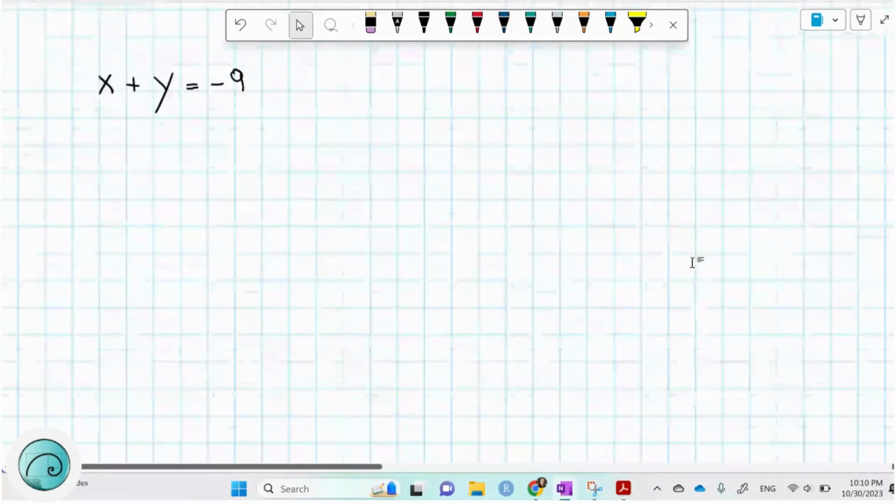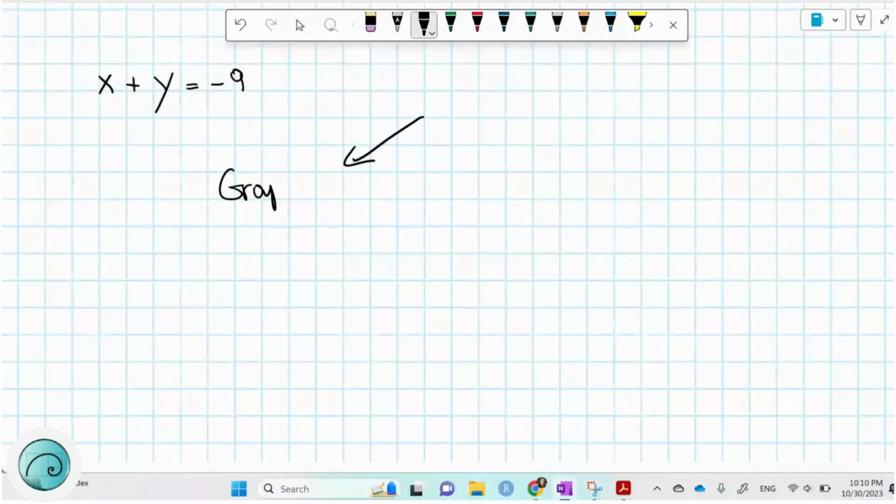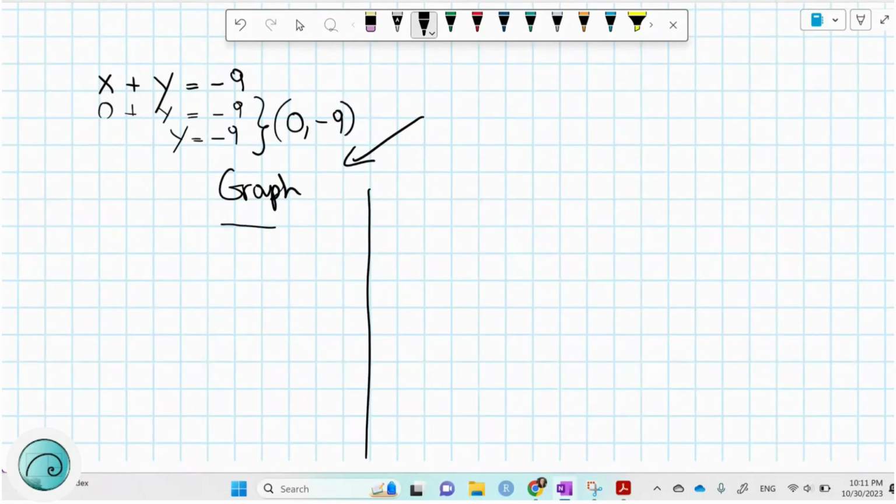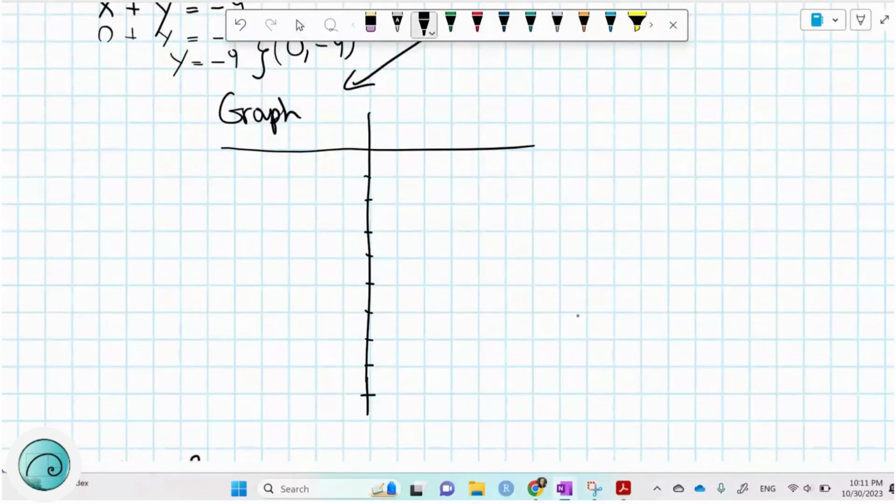Ooh, a little bit harder. Now, the line is not graphed, so there are two options. The two options for this is you can graph it. Go ahead and graph it. 0 plus y equals negative 9. So y is equal to negative 9. So your first point is 0 on the x, negative 9 on the y. 1, 2, 3, 4, 5, 6, 7, 8. Oops, I need a little more. Negative 9. There we go.